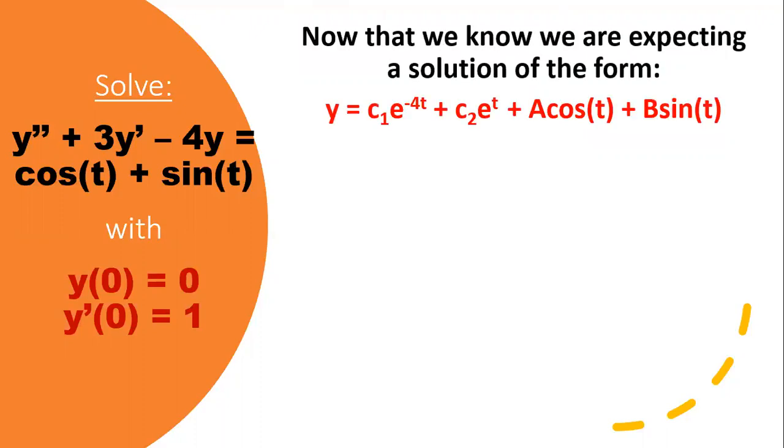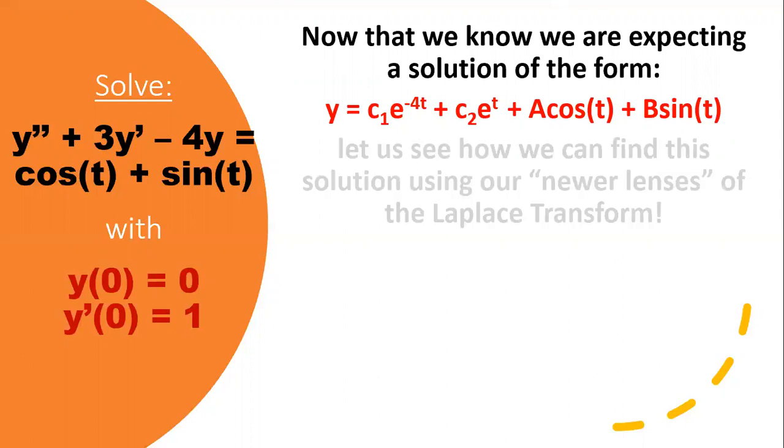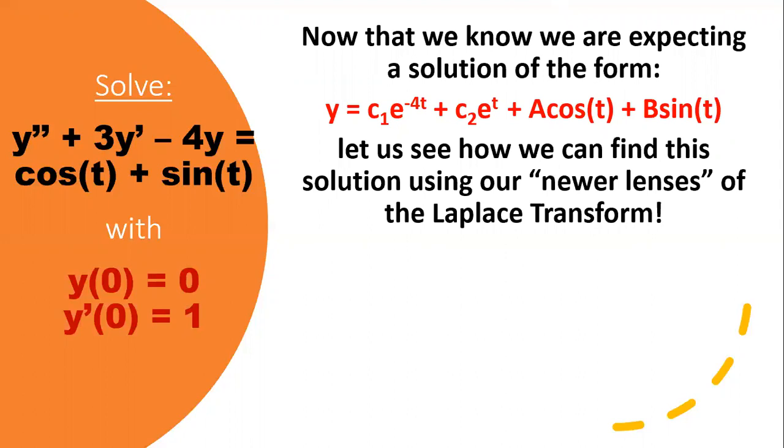since we know we're expecting a solution of the form some constant times e to the minus 4t plus another constant times e to the t plus a third constant times the cosine of t plus a fourth constant times the sine of t, the question is, what are those constants? Now, we could find those constants using our older techniques, but in this video, we're going to take a look at how we can find the solution using our newer lenses of the Laplace transform.